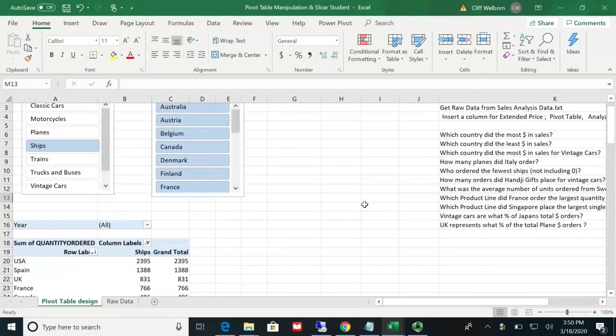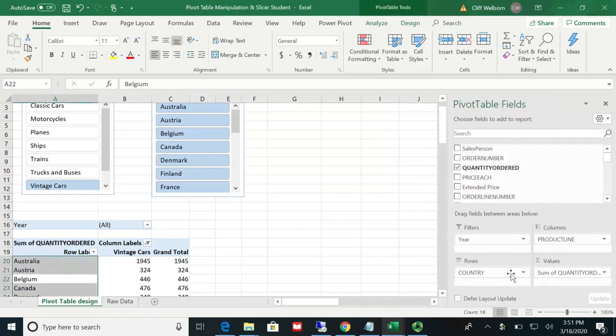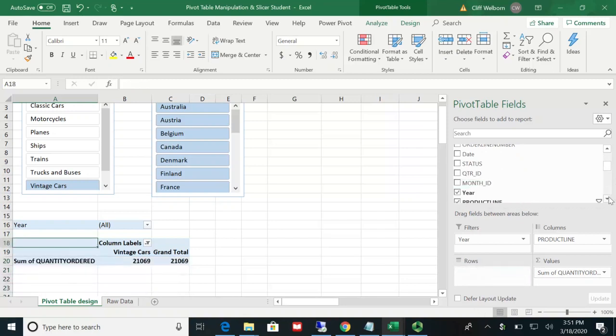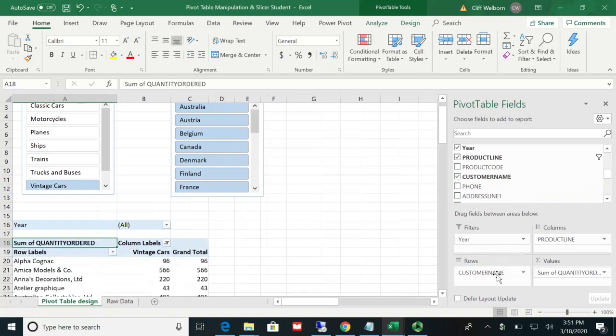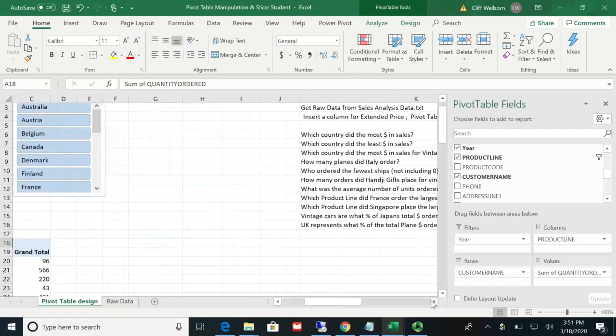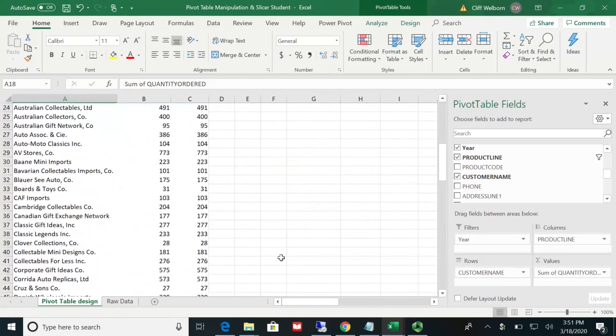Any country, because it's asking for Hanji Gifts. And if we go back to our raw data and look, we'll see that that's a customer. That's not a country. And we are interested only in vintage cars. But I have countries here, so we've got to change our table quite a bit. We don't want countries right now. We want the customer, and the customer name in particular. But I got all these customers here.